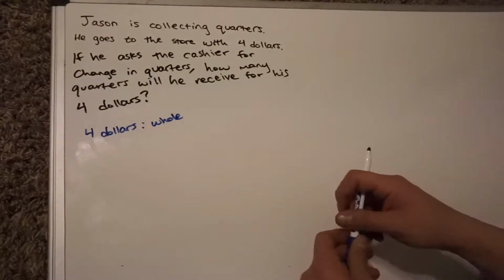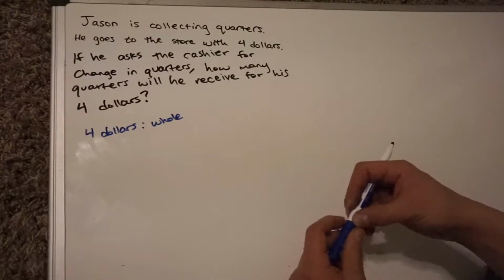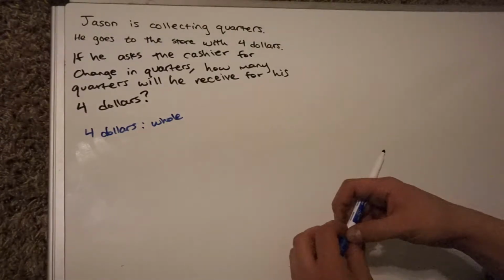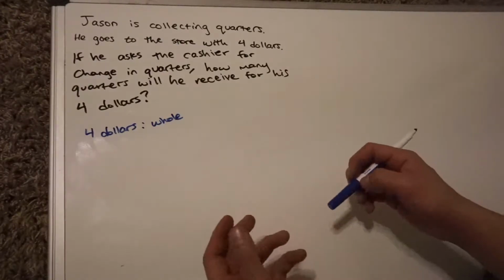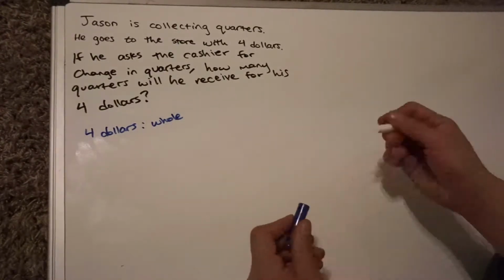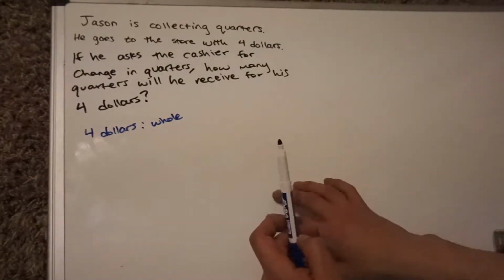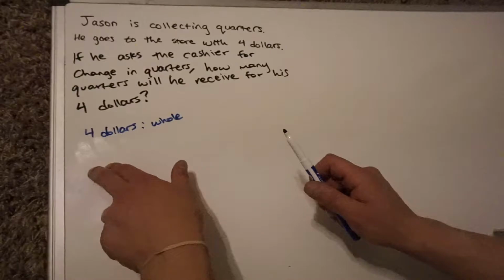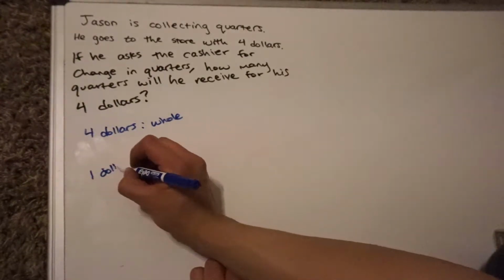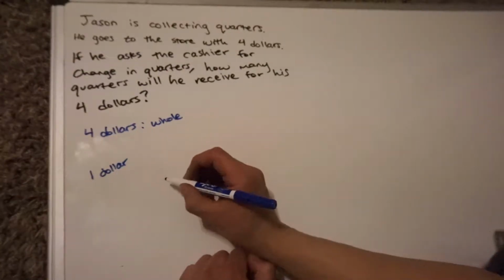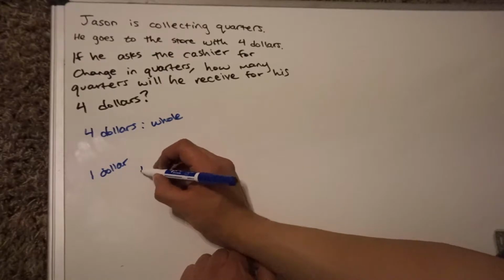And because we want to know how many quarters are in $4, we know already off the bat that in $1 there exist 4 quarters, or in other words, $1 is equivalent to 4 quarters. So what that means is quarters have equal value. If we divide $1 into 4 equal sized parts, that means we're going to get the fraction 1/4.